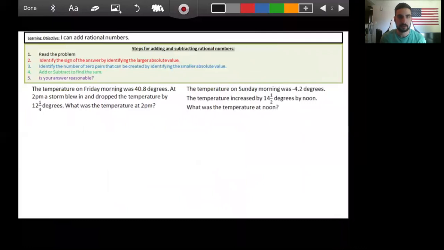All right, moving on. The temperature on Friday morning is 40.8 degrees. So we're starting at 40.8 degrees. At 2 p.m., a storm blows in and drops the temperature. So we are now dropping it, so the temperature is getting smaller. So it's like adding this negative temperature.